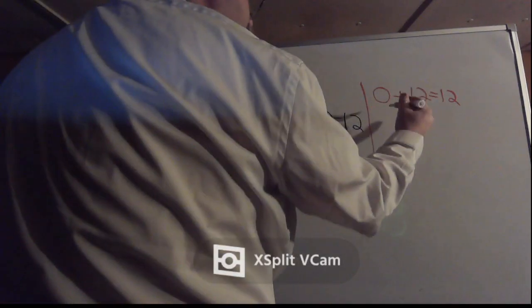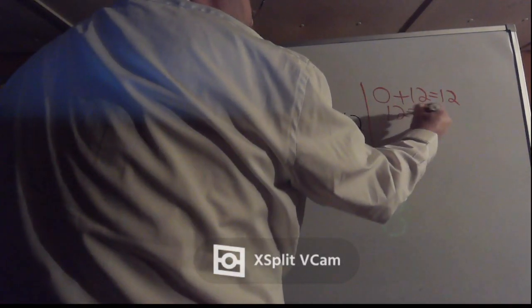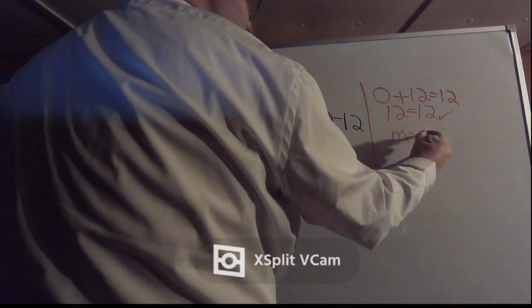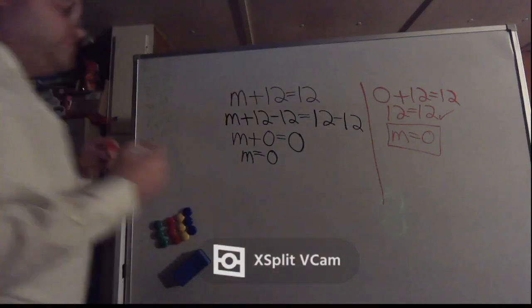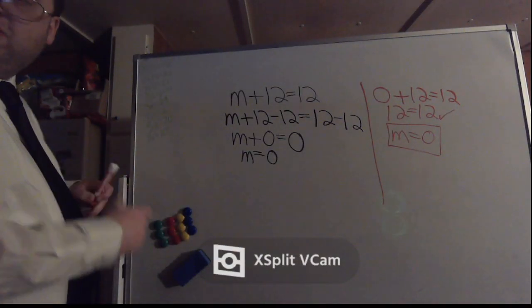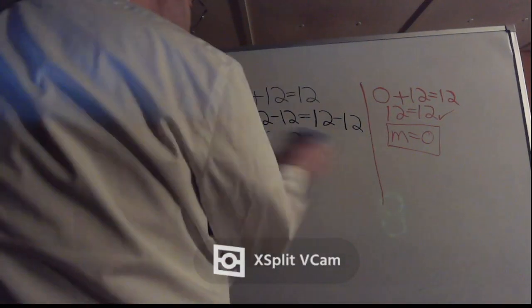So in fact 0 plus 12 does equal 12, and 12 equals 12. That's a true statement, so m in fact equals 0. Put a box around it, you got your solution. M equals 0. Alright, that's one example here.